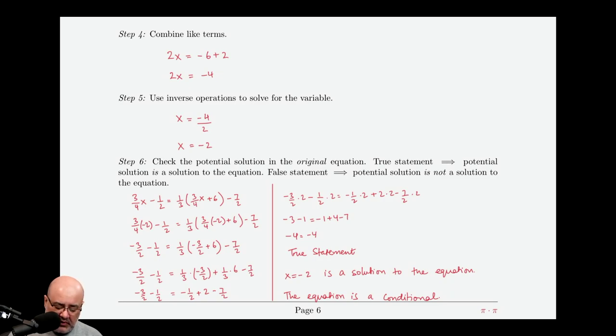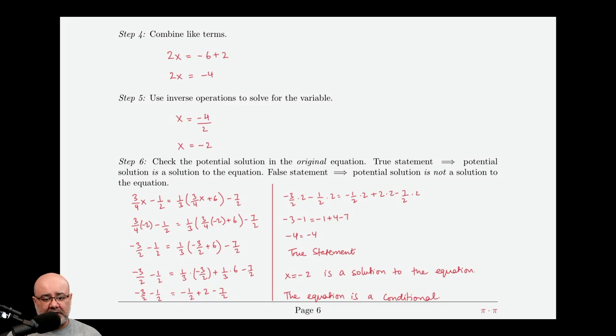So 2 would go into 4 twice. So you have a negative 3 over 2. That's what is right there. The negative 1/2 stays. The 1/3 stays. 3/4 times negative 2 is the same as 3/4 times negative 2, so I don't have to do it again. I just know from here the answer has to be negative 3/2. So I put negative 3/2 here again. And then the 6 comes along for the ride. The negative 7/2 comes along for the ride.